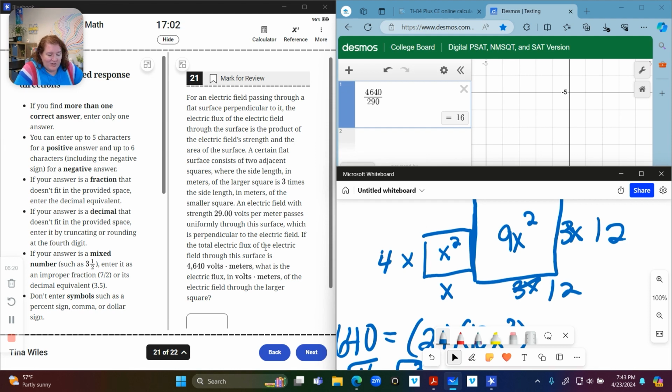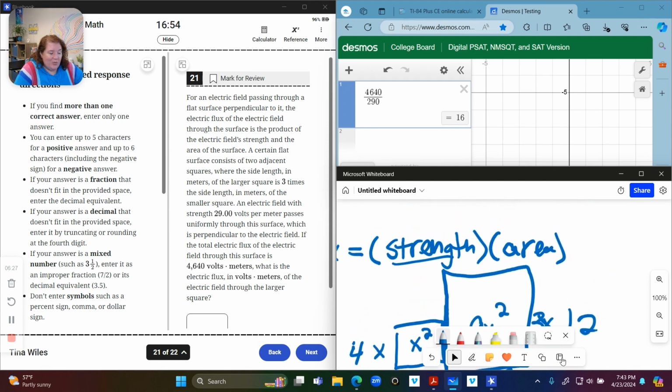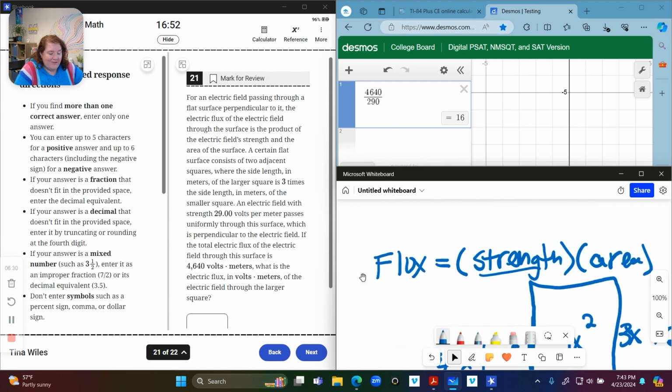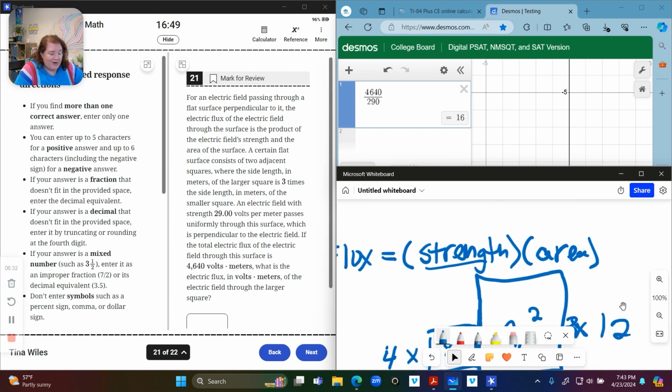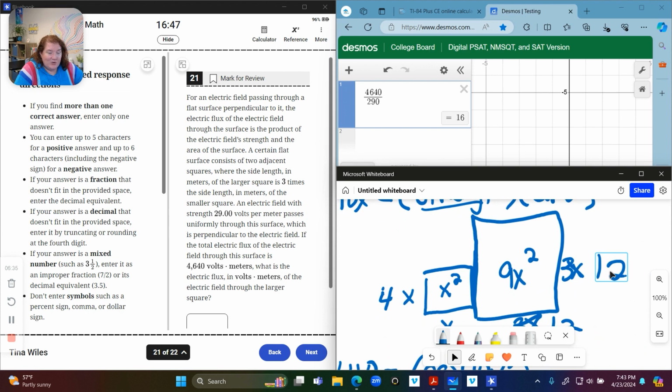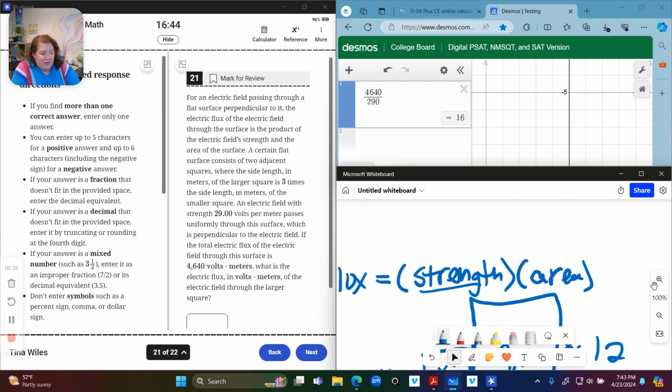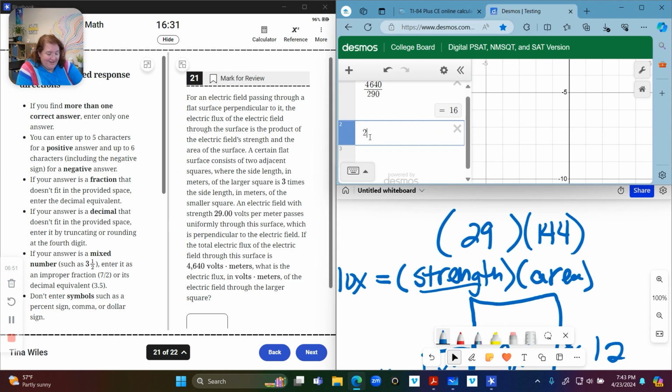Okay, now let's look at the question. What is the electric flux of the electric field through the larger square? So now I need to go back to this equation because I'm trying to find the flux of just the larger square. Well, I know the larger square, the side is 12. So the area, 12 times 12 is 144. And we knew, they told us that the strength is 29 volts. So you have to do 29 times 144 to get that final answer.